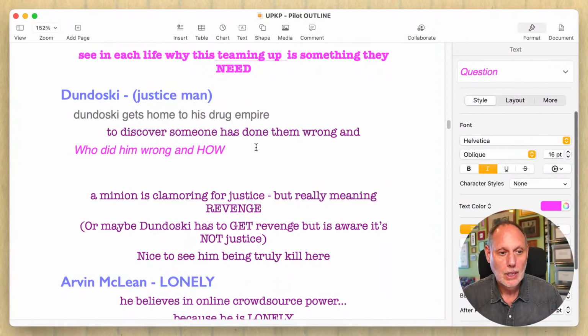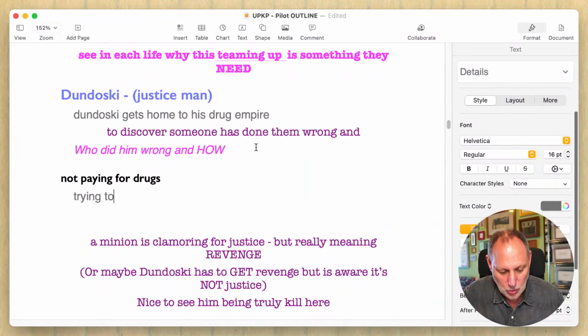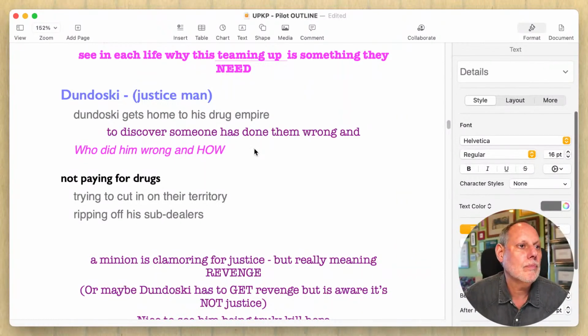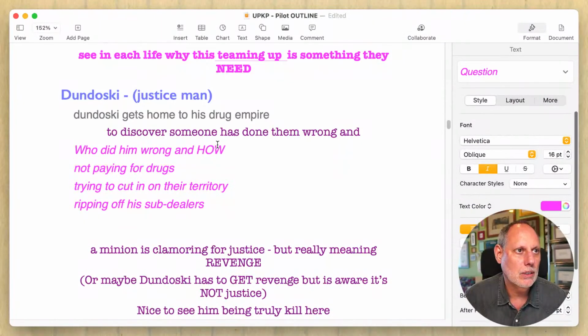Okay. All right. So what we're doing here is we are just starting to get the details of these scenes. The obvious ways that someone can do a meth dealer wrong is not paying for drugs, trying to cut in on their territory, ripping off his sub-dealers. So these are ways that this might be the wrong.